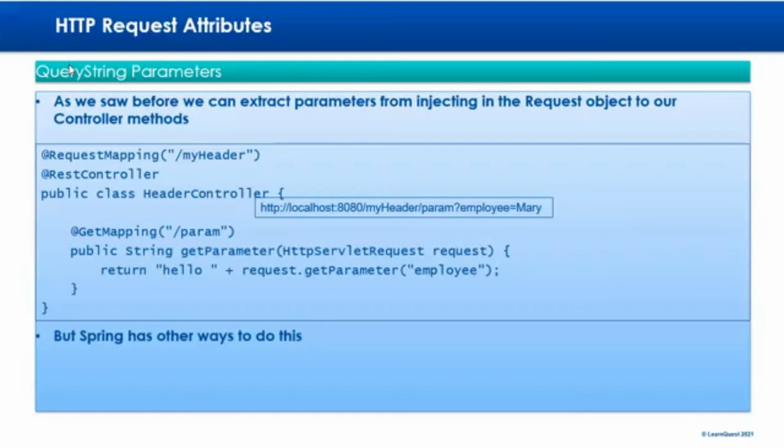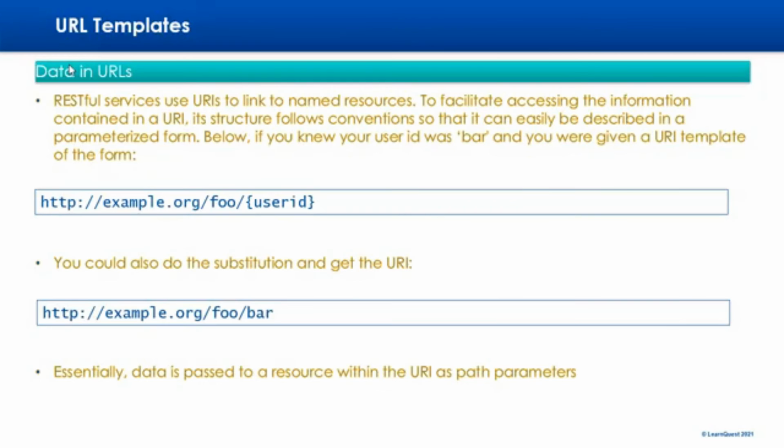So far, we have seen something like this with respect to extracting data from the request that's coming into a controller. I have a REST controller here with a single method, get parameter. The request object's being injected in, and we're writing the Java code to get out the parameter employee. It's very long-winded, doesn't seem like a Spring way of doing it.